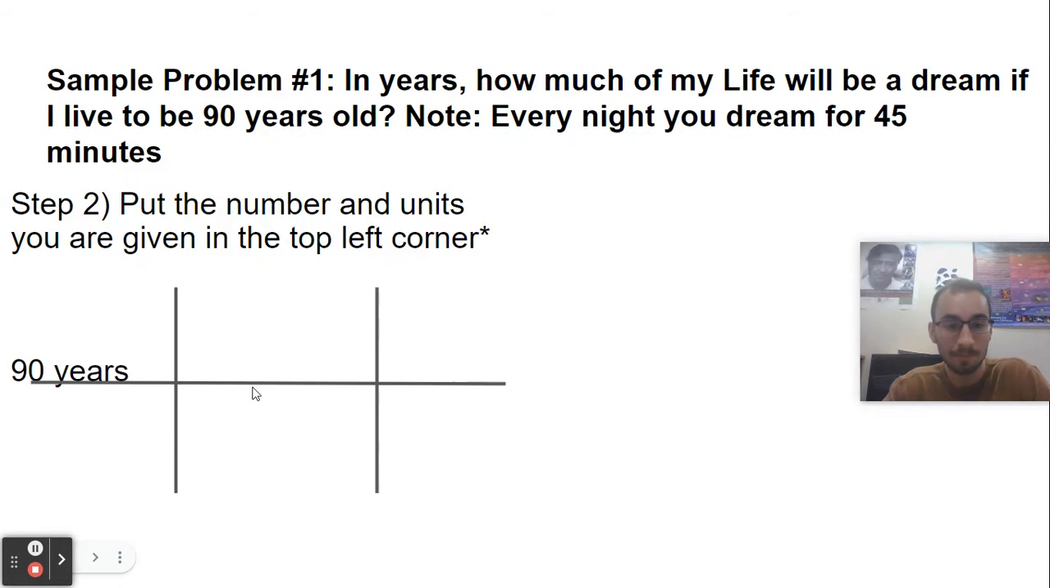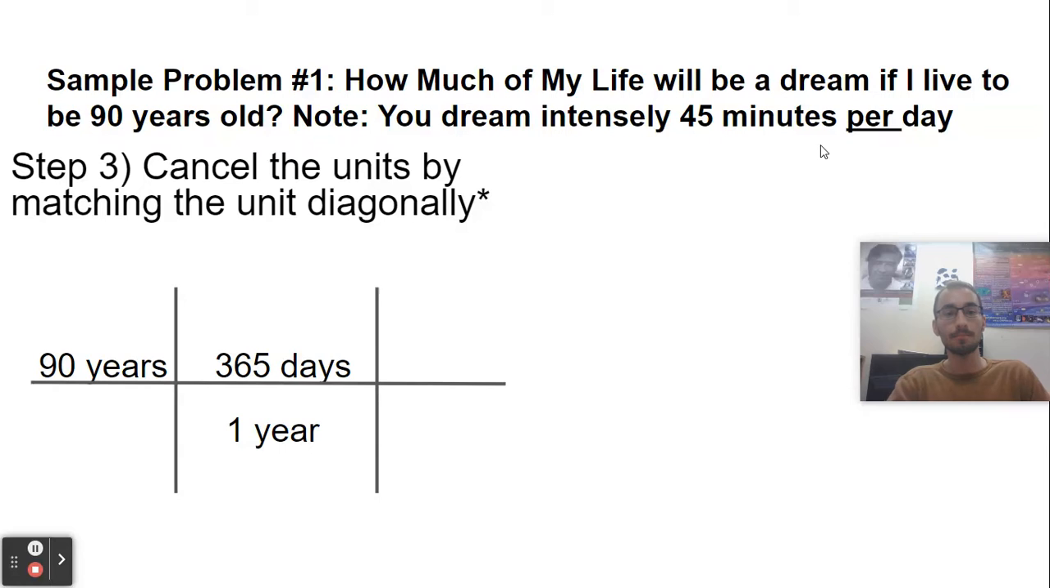Now we know our starting point. Please pause video now and guess what should go here. What unit should go here? And remember, we're trying to get how much of your life will be a dream. Okay? Hopefully you put for 90 years, you converted it to 1 year to 365 days. So if we stopped here and you were curious, you could see how many days you'll have in your lifetime, roughly. 90 times 365. But that's not what I asked you. I wanted you to figure out how much of your life will be a dream. So we have to keep going.